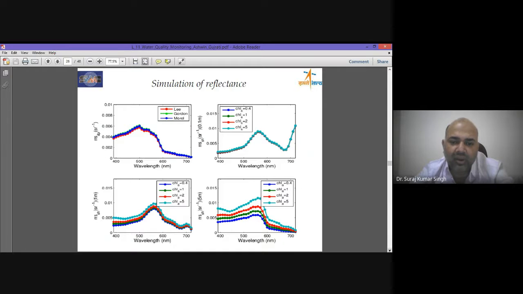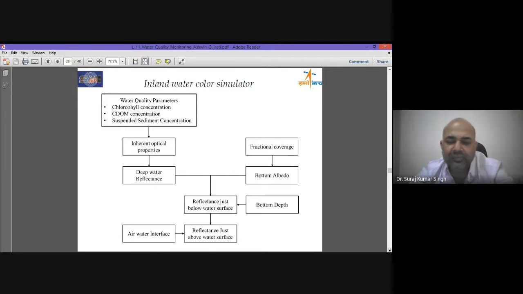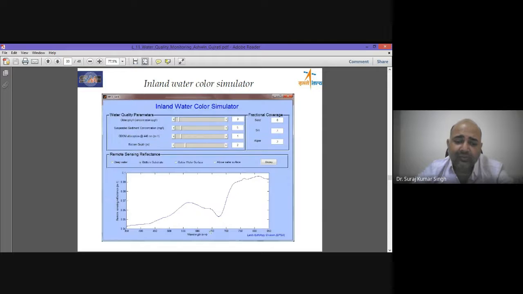All such statistical analysis has to be created whenever you go for any kind of water quality or turbidity analysis, where you will be finding the water quality parameters, then chlorophyll concentration, then suspended sediment concentration. All these optical properties will be connected to deep water reflectance, then to reflectance just below the water surface, then we'll take the bottom, the bottom albedo, and the reflectance just above the air-water surface.